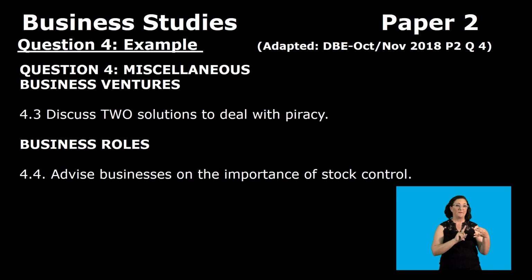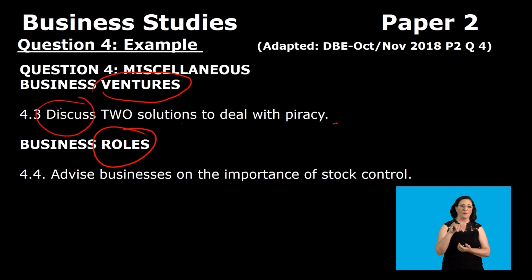But don't forget, I said to you, question 4 will consist of both topics, the ventures and the roles. You look at this, this is your 4.3 maybe. Remember, this is just an example. 4.3, discuss 2 solutions to deal with piracy. You have to explain. You don't list, you have to explain. So this is your 4.3.